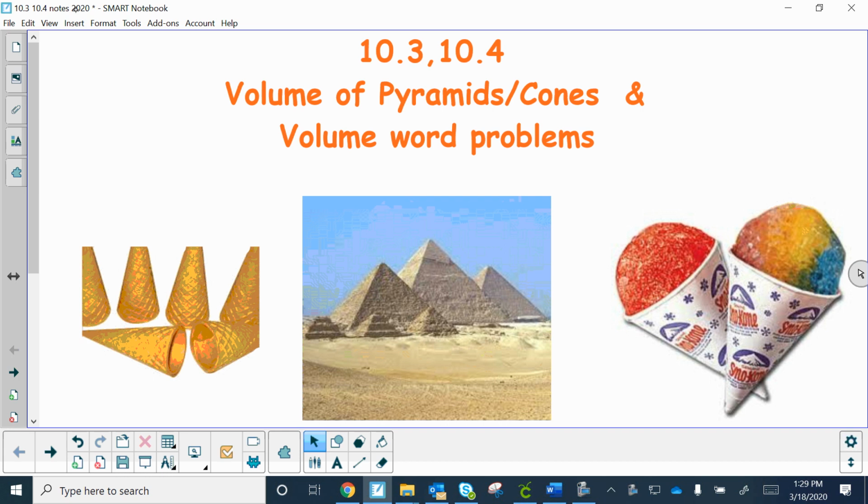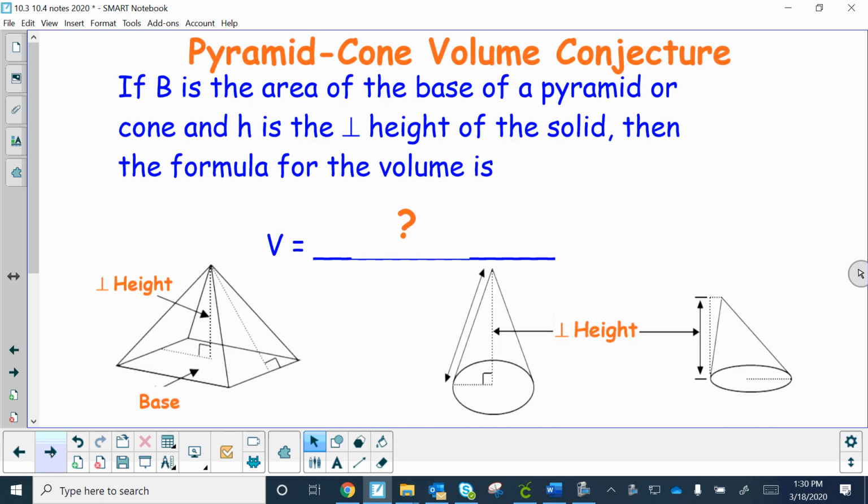Okay, guys, this is 10.3 and 10.4, volume of pyramids and cones. We just finished finding the volume of prisms and cylinders. So now we're going to move on to pyramids and cones, and then also do some word problems that involve finding the volume. So let's go straight to the volume formula, the volume conjecture of a pyramid and a cone.